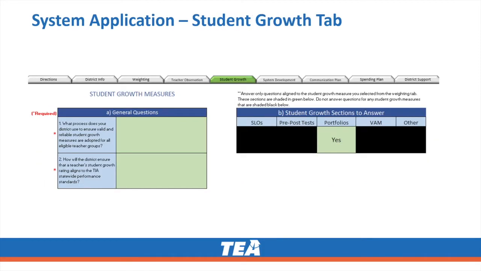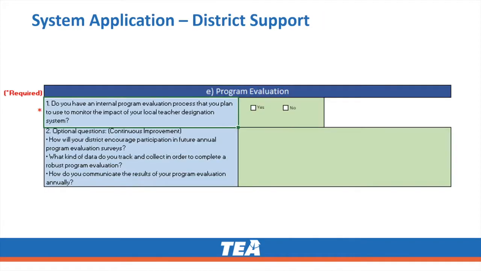On the Student Growth tab, based on the weighting questions, only the student growth measures that were chosen will format as green, and districts need only to answer the questions related to that student growth measure. In this example, the district is only using portfolios and will only need to answer the general questions and portfolio-specific questions below. Questions for the other student growth measures that were not selected in the weighting section of the application will be shaded black.